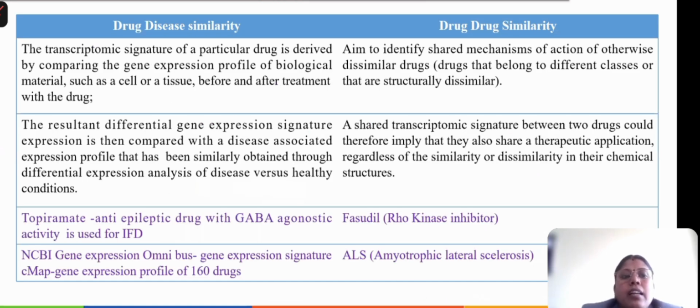Another one is drug-disease similarity and drug similarity. It comes under the same thing, that is transcriptomic signature. So what is drug-disease similarity? The transcriptomic signature of a particular drug is derived by comparing the gene expression profile. That's what I have seen in the previous slide. Like before the drug has been given, what is the expression of the gene, and after the drug has been given, what are the expression levels. You can compare that.